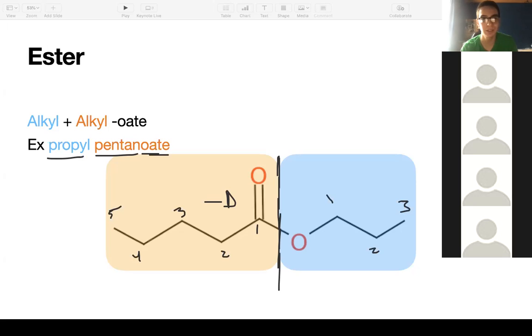Yeah, just cut down the oxygens. Whichever one has the double bond in, it's going to get OH. So any questions on esters? How to identify them? Esters always have that carbonyl group connected to an oxygen, connected to a carbon chain.